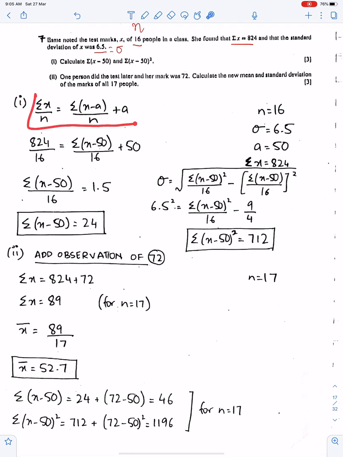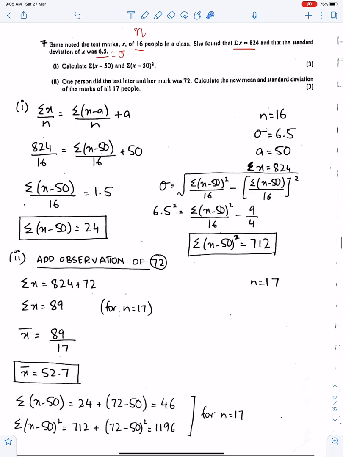Sigma X upon N, sigma X minus A upon N plus A. We know this relation; we just did this. So we have sigma X, we have N, and we need sigma X minus 50. This is A, so this is plus A. Since this is 50, this must be plus 50. So we can easily get the value of this quantity.